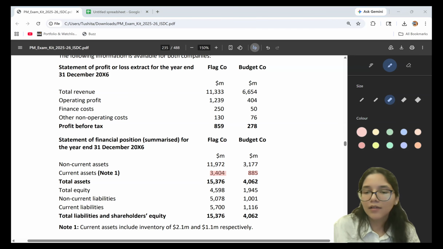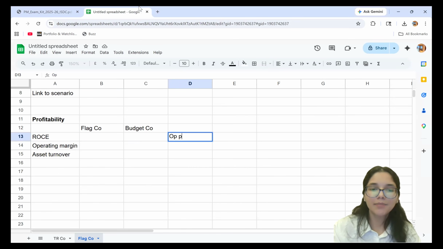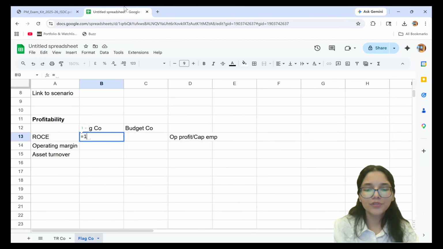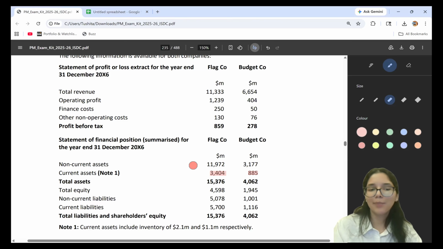Okay, I see a response. Umang says for flag company and for budget company, the ROCE, operating margin as well as the asset turnover. Okay, so we can also go to our calculations. Firstly, for ROCE, I know that my formula is simply operating profit divided by the capital employed. You don't have to write down the formula, I'm just showing it for your reference. For flag company, we are given the operating profit directly. It's 1239, and this will be divided by the capital employed.